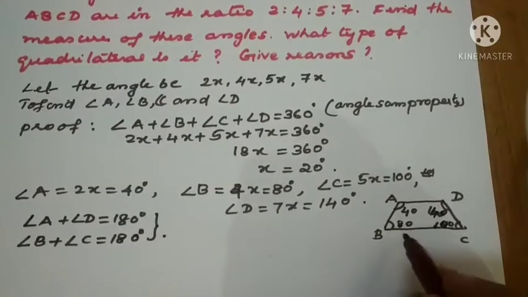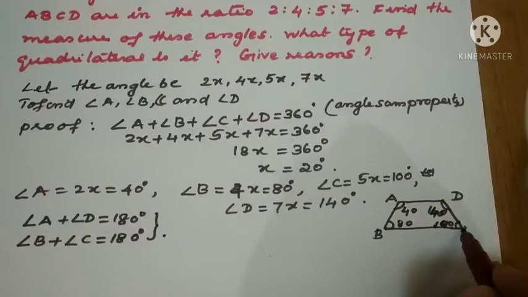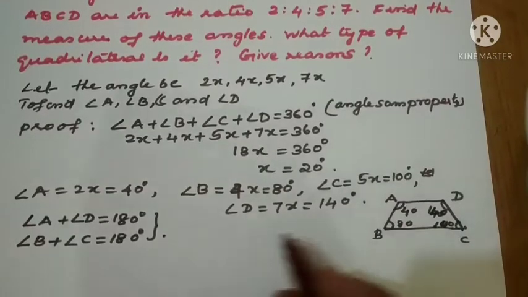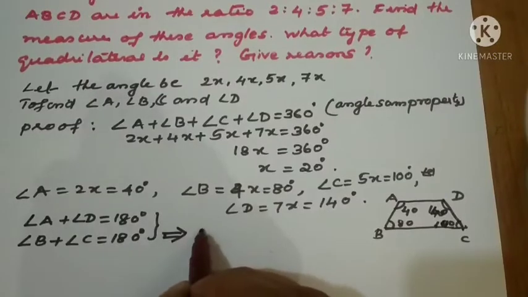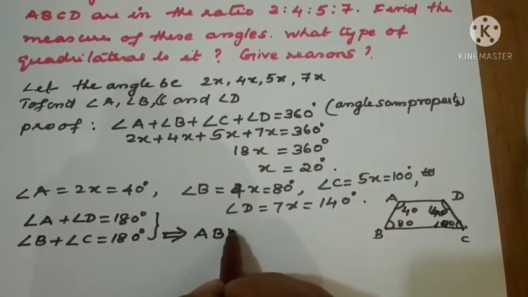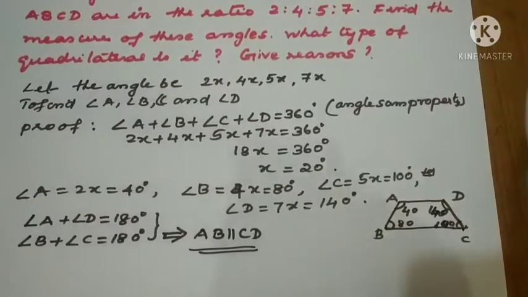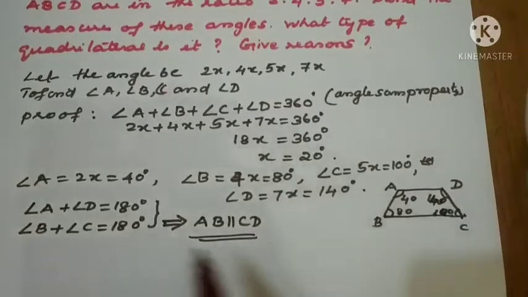This shows that, see, it may be the transversal, and AB and CD are the parallel lines. So which is the transversal? BC as well as AD. So one pair of opposite sides is parallel. So what is the conclusion?